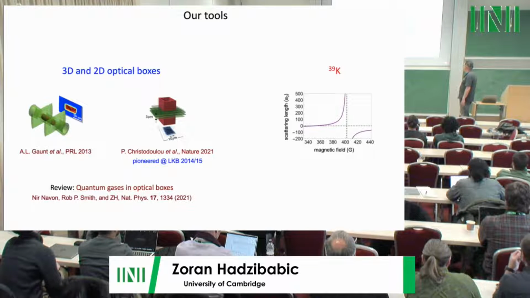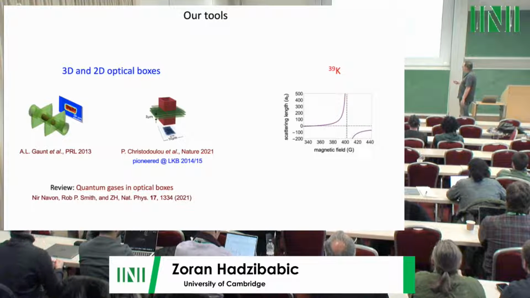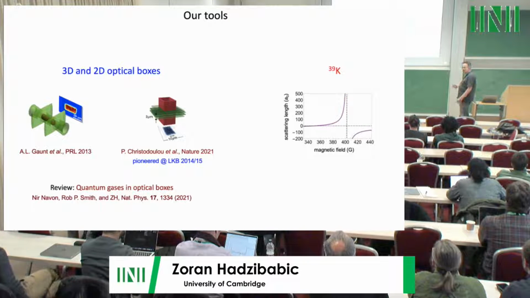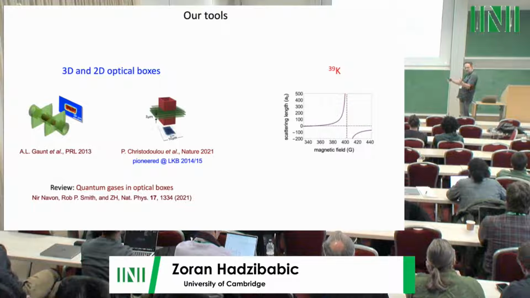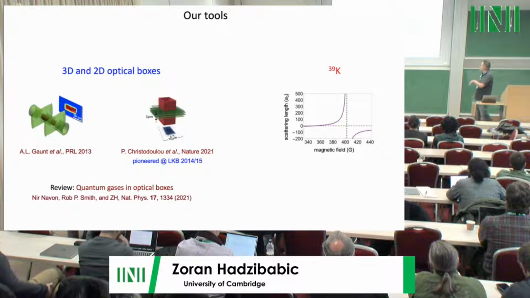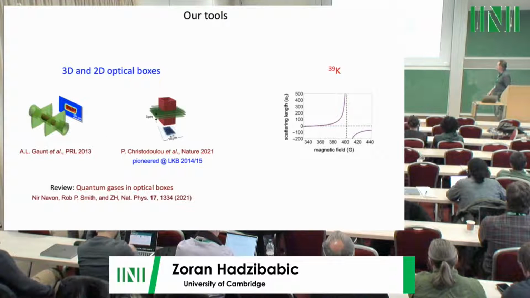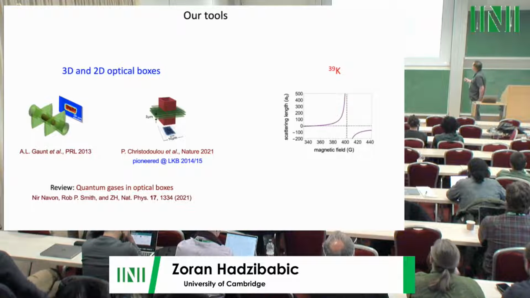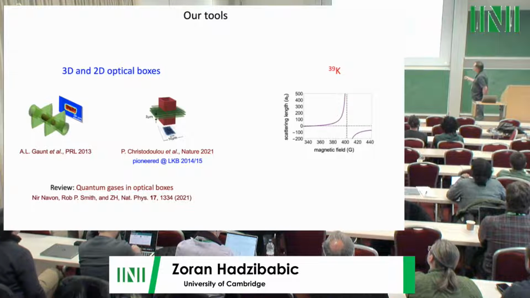If somebody is really interested, recently we wrote a review about it. So this is a 3D box. This green is repulsive light. Basically, atoms are confined to some region of empty space by a tube and two sheets, which we invented here in Cambridge now a decade ago. And we'll also use a 2D box, which was a bit later actually pioneered at LKB in Paris, and we just copied their thing.